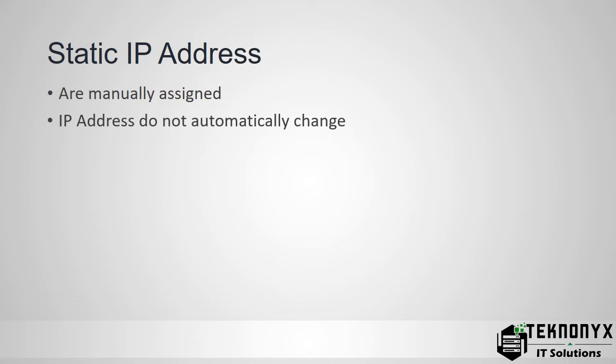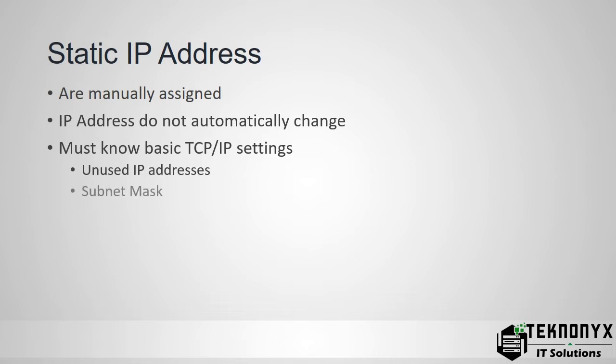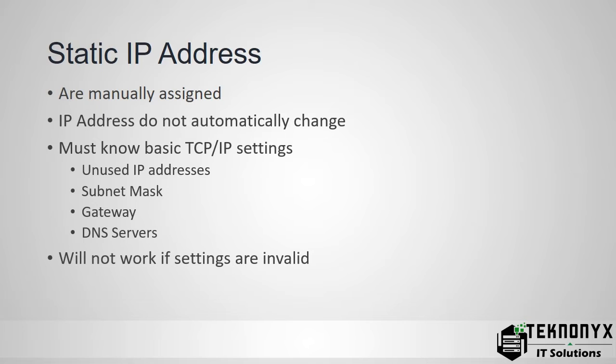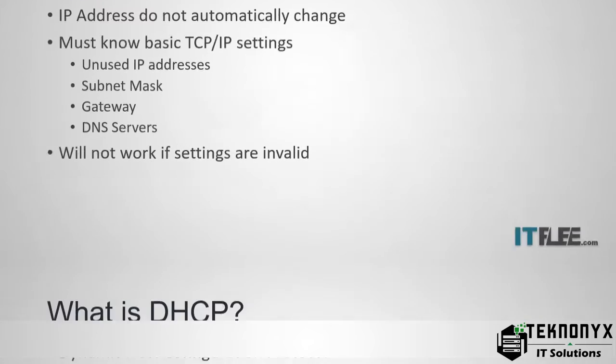it's manually changed. In order to configure a static IP address, you must know the basic TCP/IP settings for your network. Things like available IP addresses, what subnet mask to use, what gateway to use, and optionally what DNS server to point your computer to. If you enter an invalid setting, your computer will not have network connectivity until you fix the configuration issue.